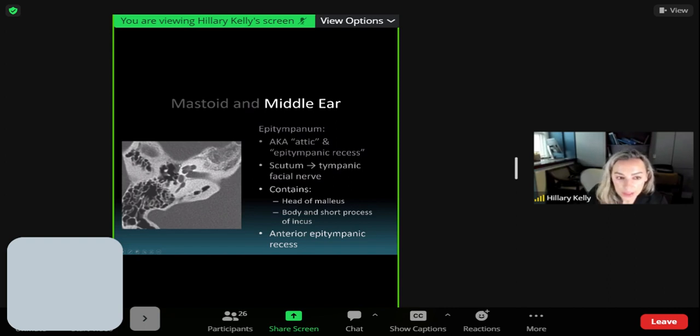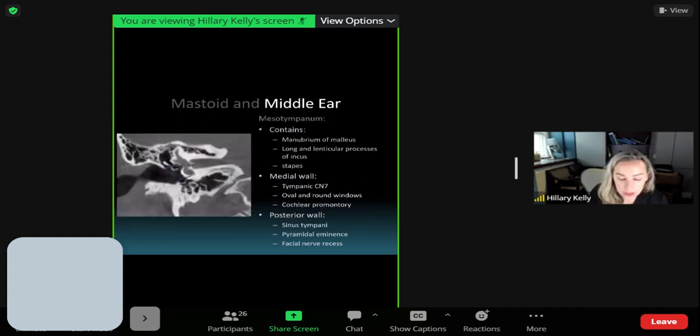All right, so the mesotympanum is located immediately opposite the tympanic membrane, as I said before, between these two lines. It contains the remainder of the ossicles, including the manubrium of the malleus, the long and lenticular processes of the incus, and the stapes.